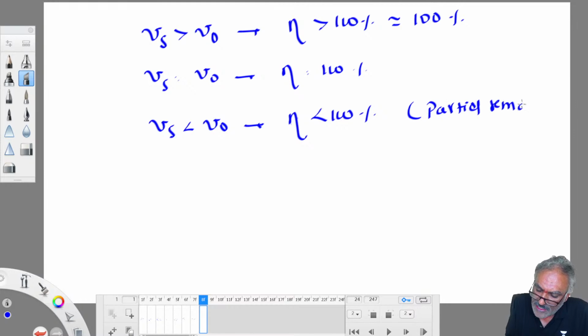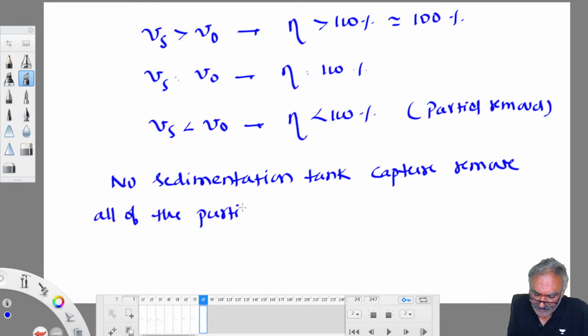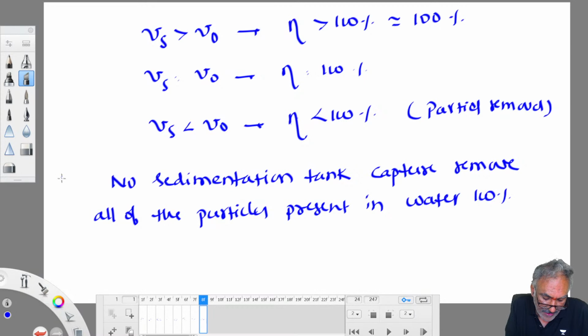That's why overall removal is not 100%. No sedimentation tank captures all particles 100%. Some of them are captured partially, some of them completely. No sedimentation tank captures or removes all of the particles present in water 100%. So 70-80% removal happens in a sedimentation tank designed with the best practices, best design principles. 70-80% removal is the best capture.